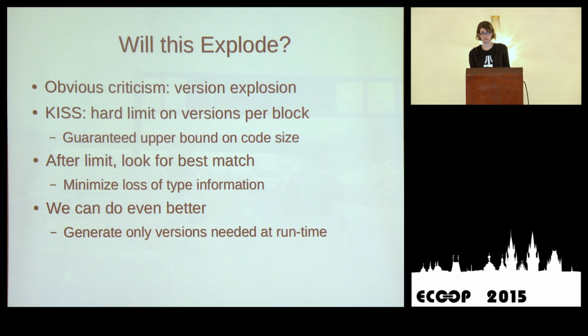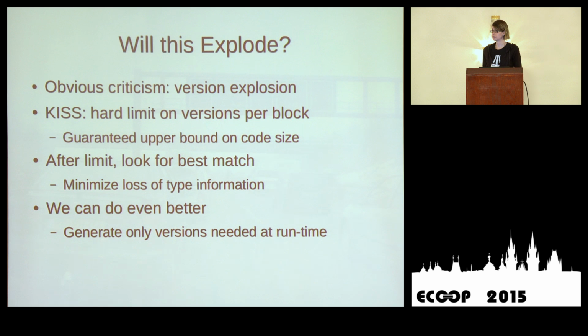So the obvious criticism here is: is this going to explode? Is there going to be an explosion in the number of block versions? Because if you're generating multiple versions for a given block, you could have a code size explosion. There's one easy way to avoid that. We can simply put a hard limit on the number of versions per block. So this gives us a guaranteed upper bound on the number of versions that we will generate for any given block. And after the limit is reached, we simply try to look for a best match, so as to minimize the loss of type information.